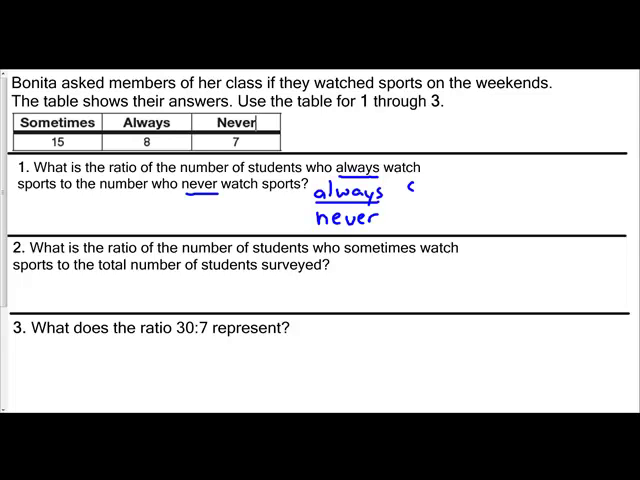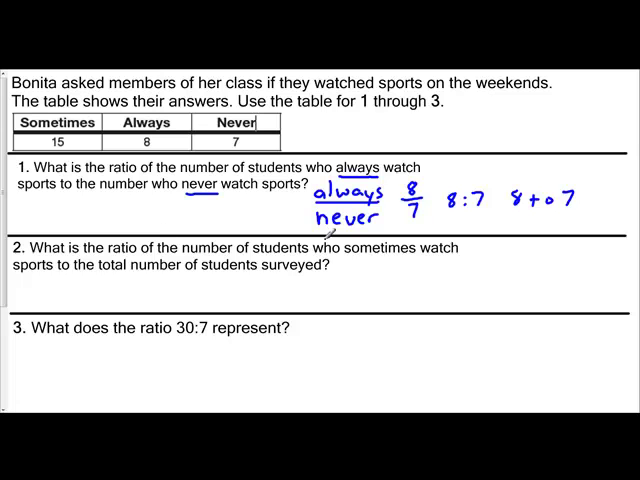Always, 8 of them. Never, 7. So we can write that 8 to 7, 8 to 7, or 8 to 7. Three different ways to write the same answer: those who always watch sports on the weekends to those who never watch sports on the weekend. Let's look at problem 2.